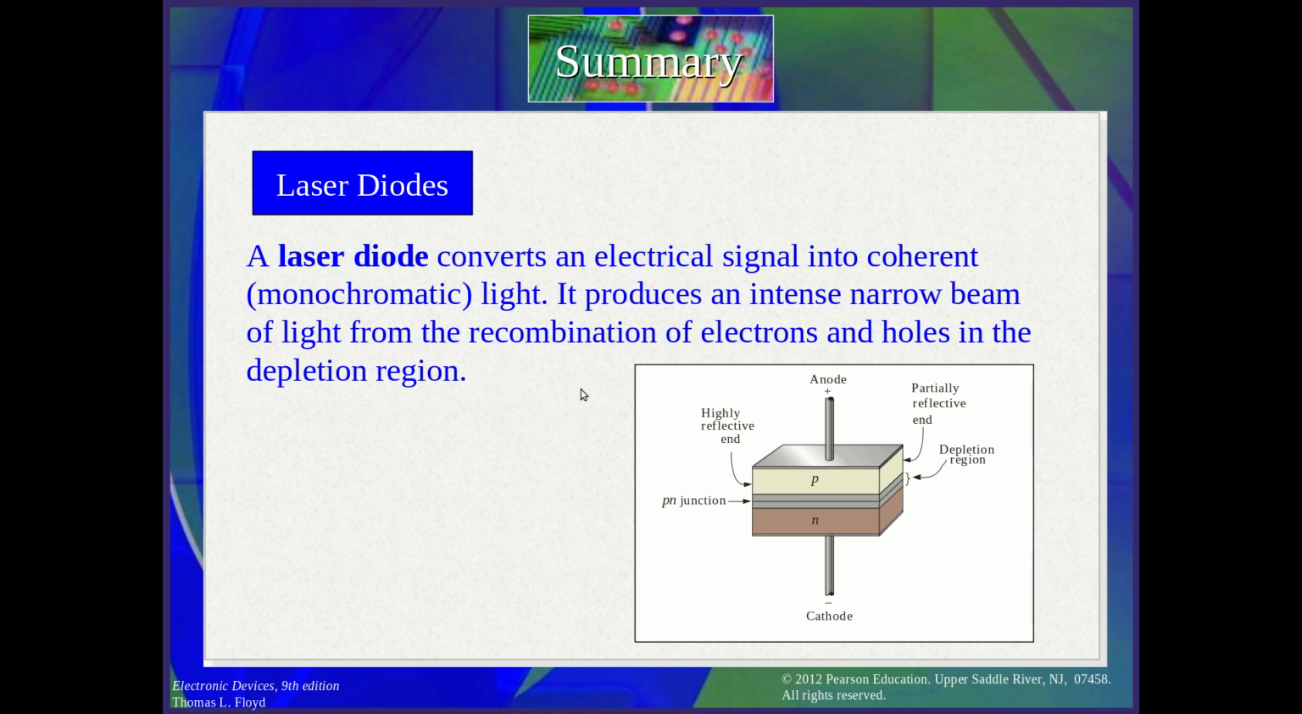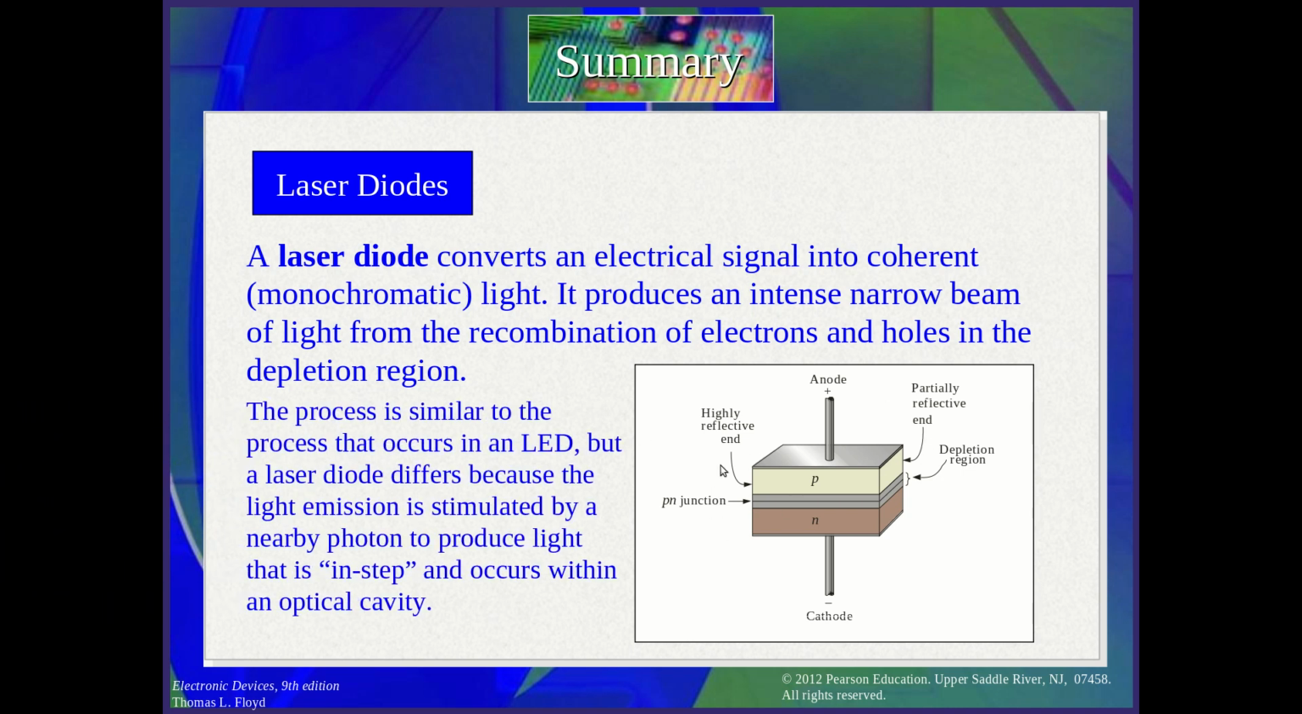Laser diode means that I have a diode that converts the electrical signal into monochromatic light, into laser light. It produces an intense and narrow beam, narrower than the other one, the LED. Okay, so it's some combination here of electrons and holes in the depletion region.